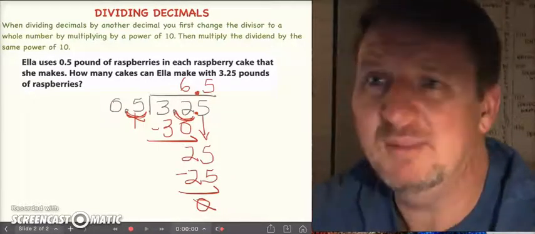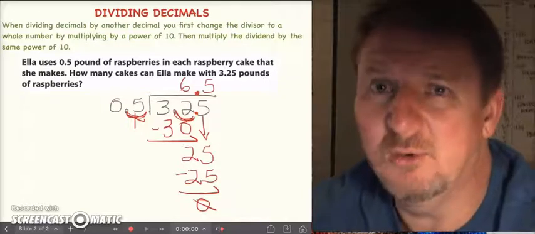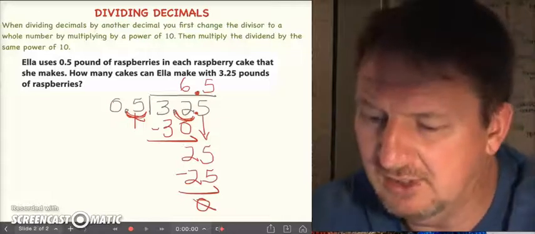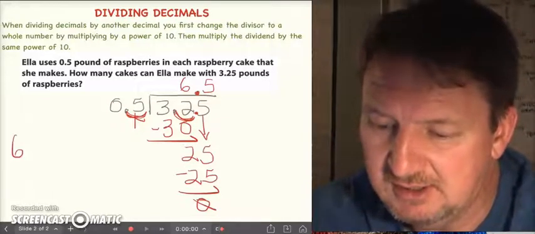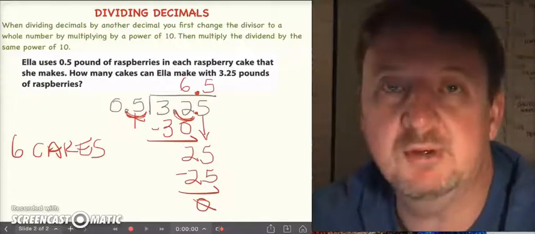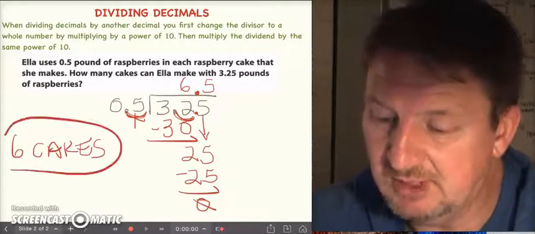But here you can't make half of a cake, so you're either going to make a whole cake or you're not going to make anything. So the answer to this would be she can make 6 complete cakes with 3¼ pounds of raspberries. So she can make 6 cakes.